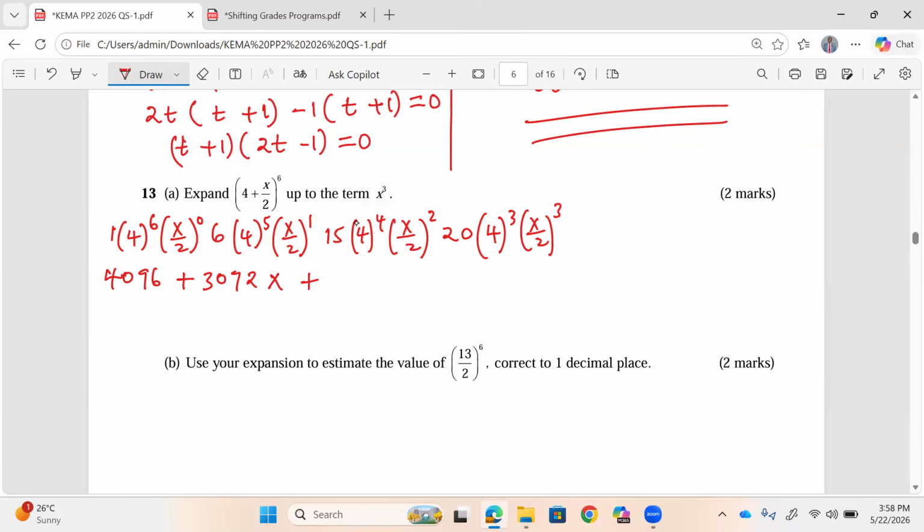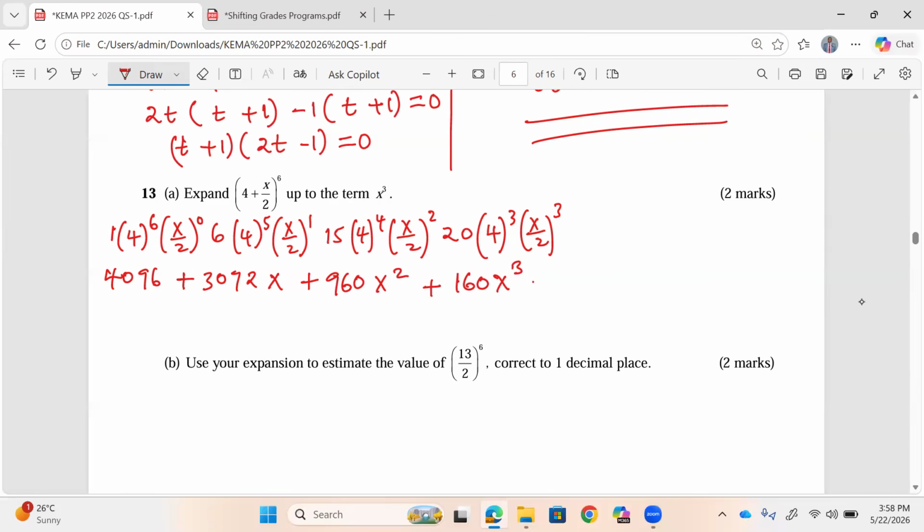4 power 4, which is 256 times 15. Then we divide by, when we square the 2, it becomes 4. So we're having 960, and x is now squared, plus 4 power 3, which becomes 64, times 20. Then we divide by x cubed and also 2 cubed, which is 8. So we get 160, and x is raised to power 3. So now we have expanded fully.